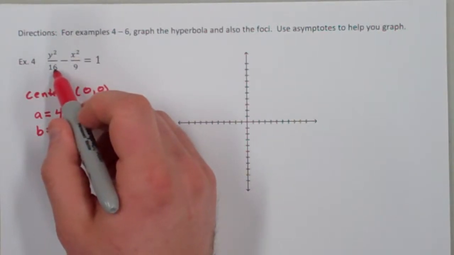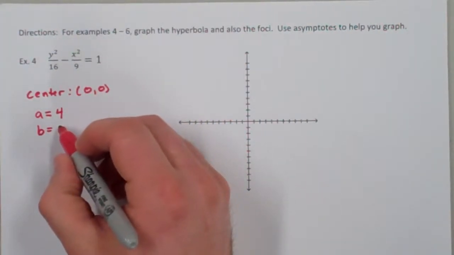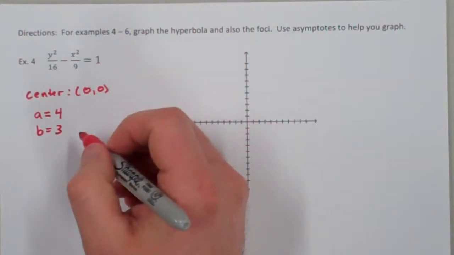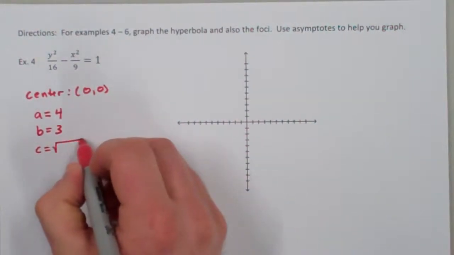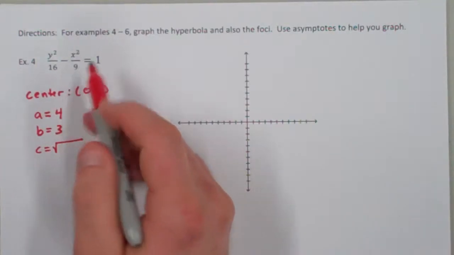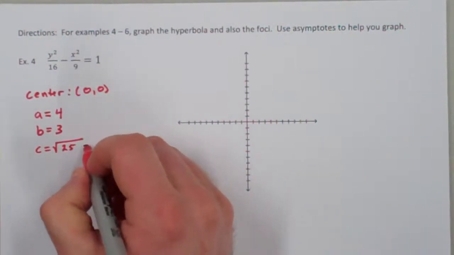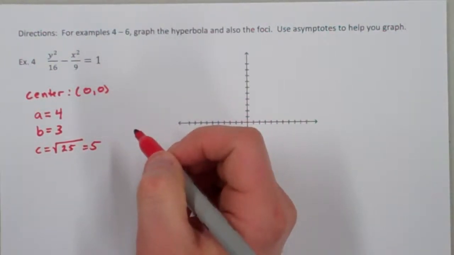B could be bigger than A. In this case, it's not, but it could be. So the square root of 9 would be 3. To find C, that's going to be the square root of A squared plus B squared. So the square root of 25, which is just 5.